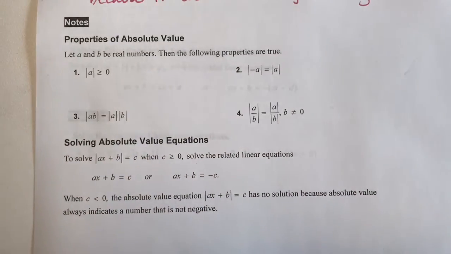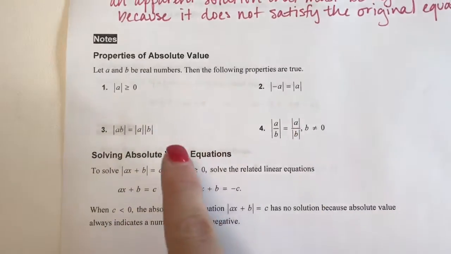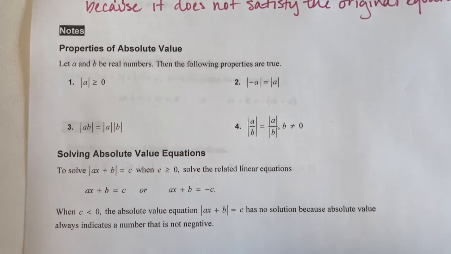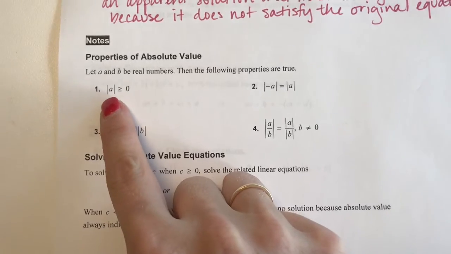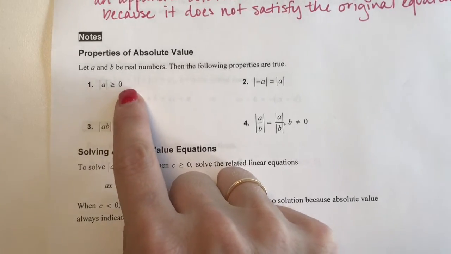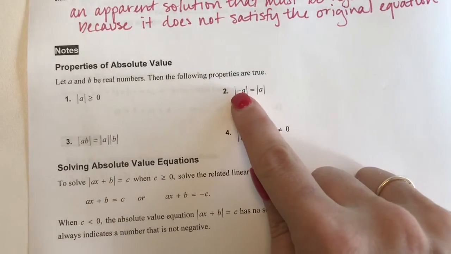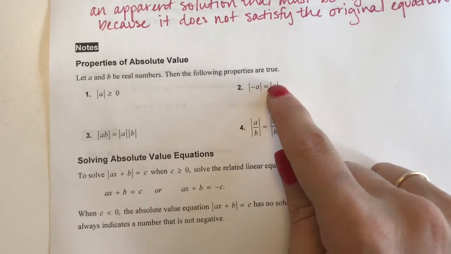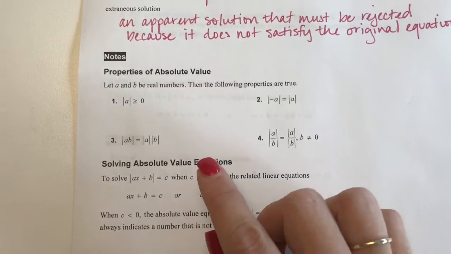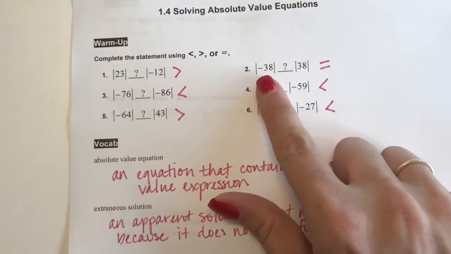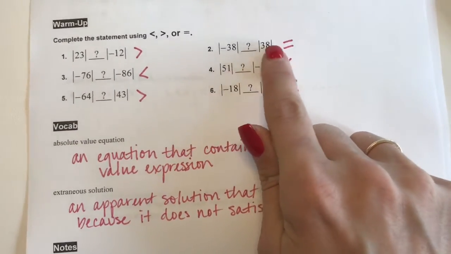So in this beginning part of the notes, these are just the properties that we can use when we're working with absolute value. When you take the absolute value of a number, it's always going to end up being greater than or equal to 0. The absolute value of a negative number is going to be the same as the absolute value of that positive number, which is like number 2 in the warm-up. Those values end up being equal.